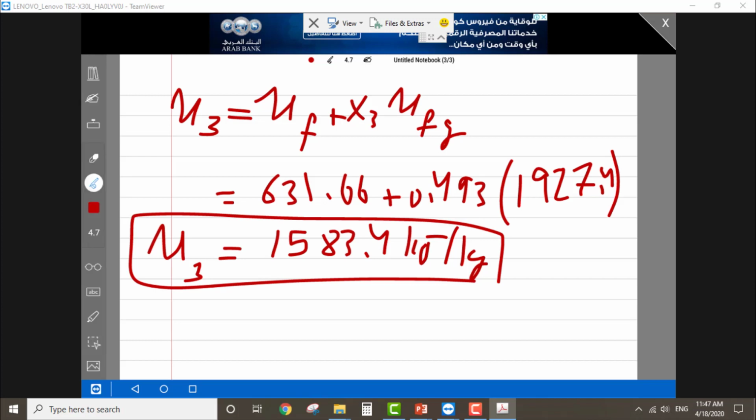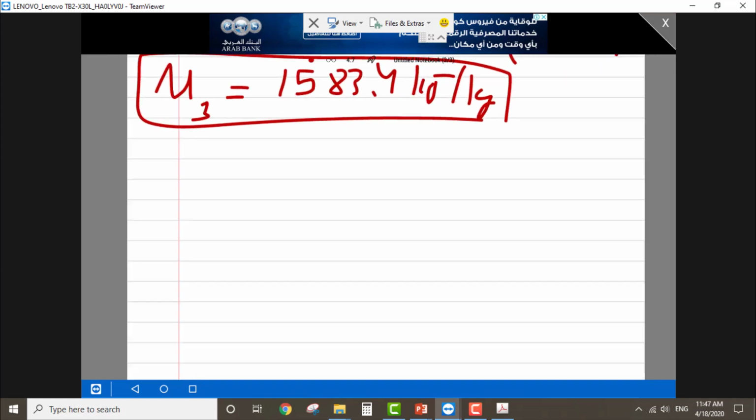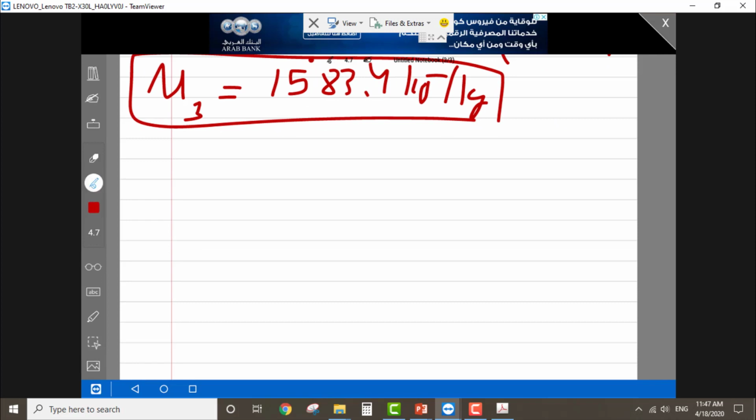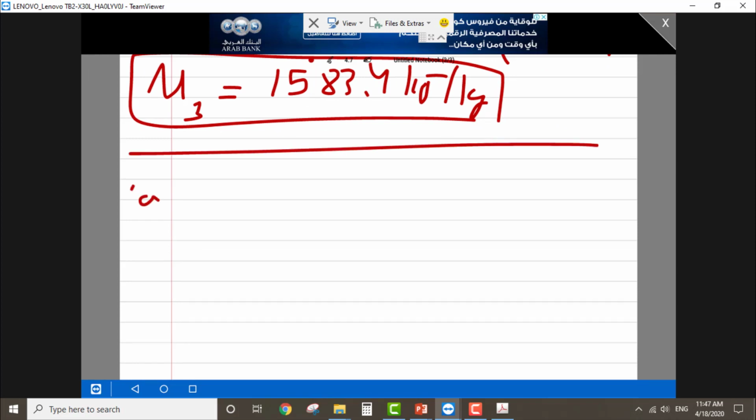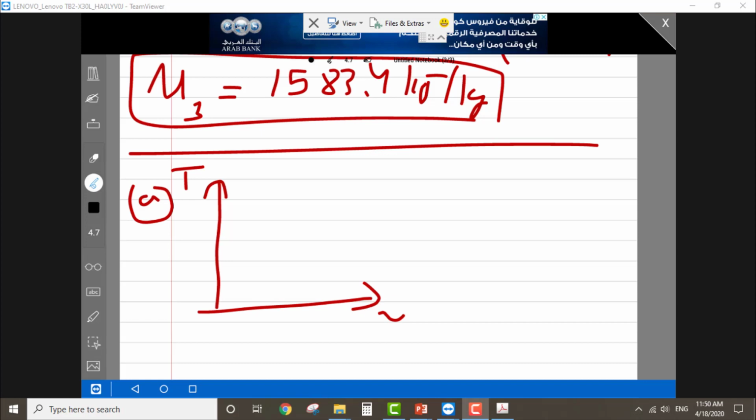Okay. Now what we'll do, we'll try to answer after we find out all information. We'll try to answer the requirements. So in the first part, we need to draw T-v, and here is the dome. Okay.